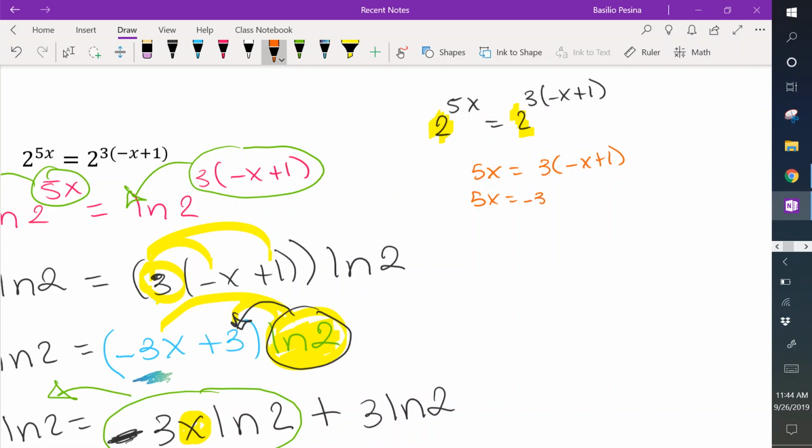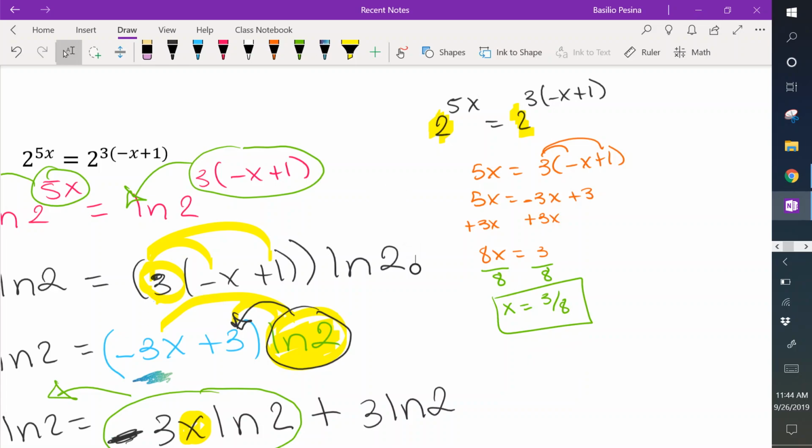This gives me negative 3x plus 3 because I distributed, and I combine like terms. All the x's go to the same side, so I add 3x and get 8x equals 3. Then I solve for x by dividing, multiplying by the reciprocal. So x equals 3/8, which was the same solution that I obtained by using my natural logarithms.